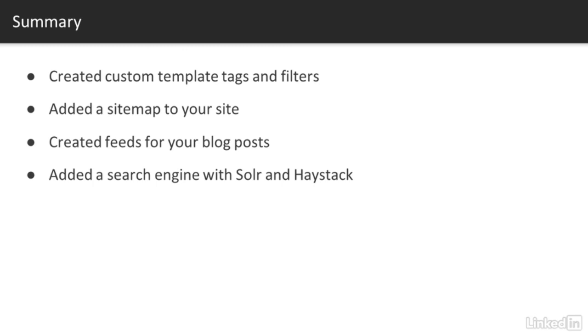This video concludes the third section of this course. In this section you learned how to create custom Django template tags and filters to provide templates with custom functionality. You also created a sitemap for search engines to crawl your site, and an RSS feed for your users to subscribe to. You also built a search engine for your blog by integrating Solr with Haystack into your project.